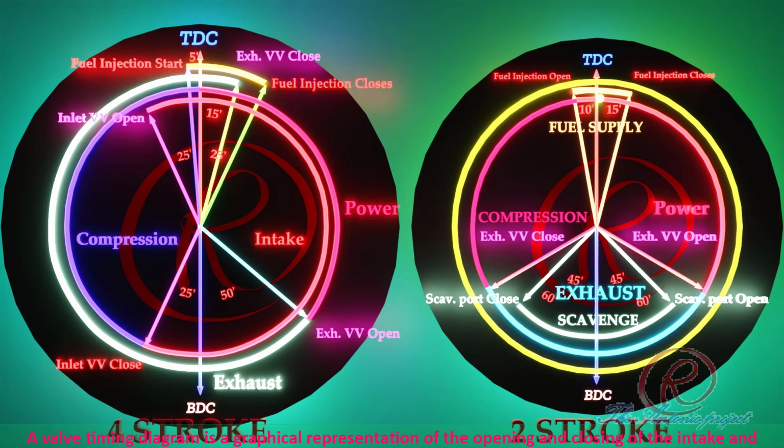A valve timing diagram is a graphical representation of the opening and closing of the intake and exhaust valve of the engine. The opening and closing of the valves depend upon the movement of the piston from top dead center to bottom dead center. This relation between piston and valve is controlled by a setting graphical representation between these two, which is known as the valve timing diagram. These are the images of the valve timing diagram for 2-stroke and 4-stroke diesel engine.